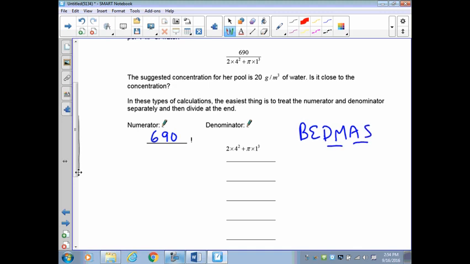And in my BEDMAS, I've got exponents. So this is my next because there are no brackets. My first set of exponents is 4 squared. So this is going to be 2 times 4 squared. Well, 4 times 4 is 16. Plus pi, which is 3.14, times 1 cubed. So now what I'm going to do is take and do the second power. 1 cubed is 1. So I've got 2 times 16 plus 3.14 times 1 times 1 times 1, which is 1.